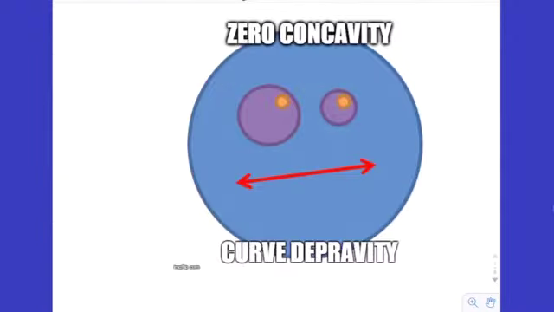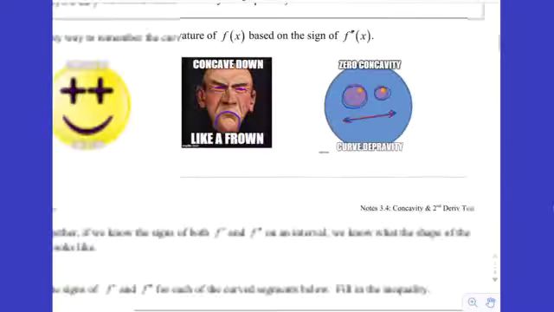And then if you have 0 for your second derivative, then maybe you're filled with angst and you have a hockey puck smile. You have curved depravity, right? It's straight. Okay. Some memes are better than others.